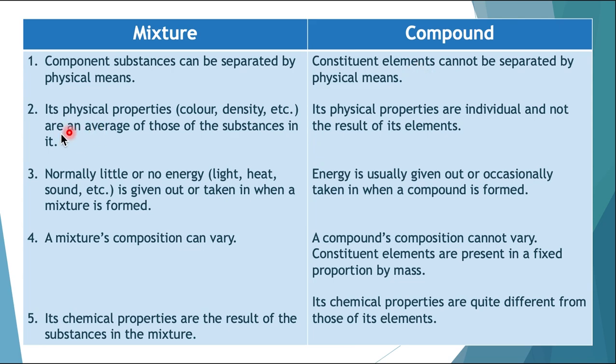it was made from. Number 2, a mixture's physical properties, that is color, density, and so on, are an average of those of the substances in it. Whereas in a compound, the physical properties are individual and not the result of its elements. They are something totally different. Number 3, normally, little or no energy is given out or taken in when a mixture is formed. And by energy, we mean light, heat, sound, and so on. But energy is usually given out or occasionally taken in when a compound is formed. This energy can be in the form of light, heat, and sound.